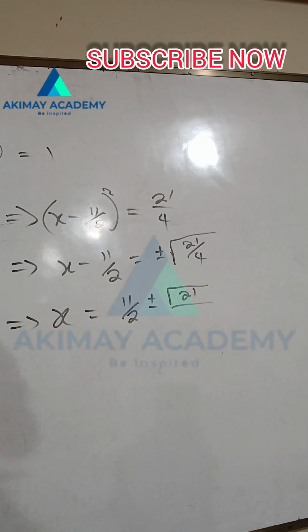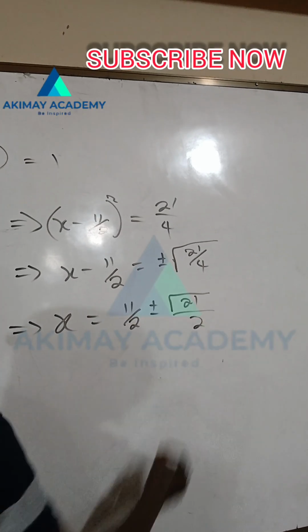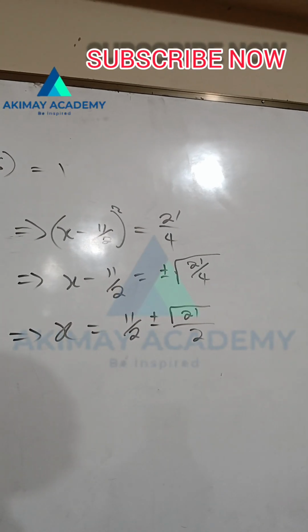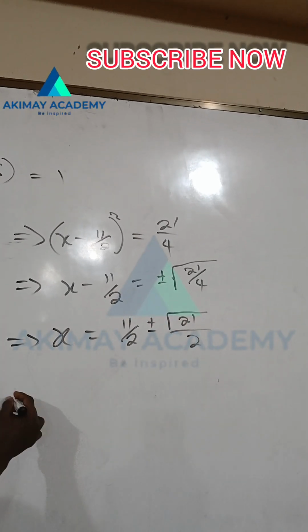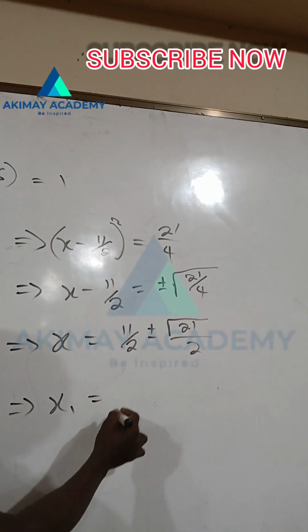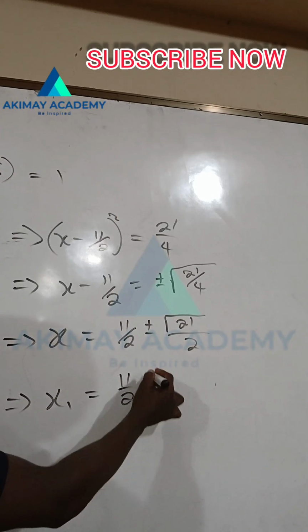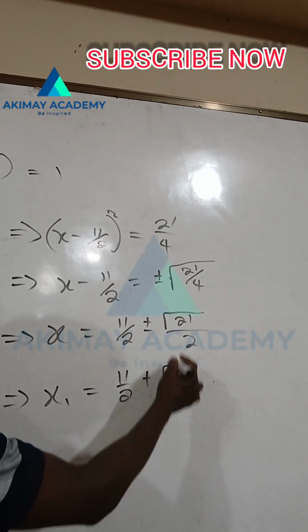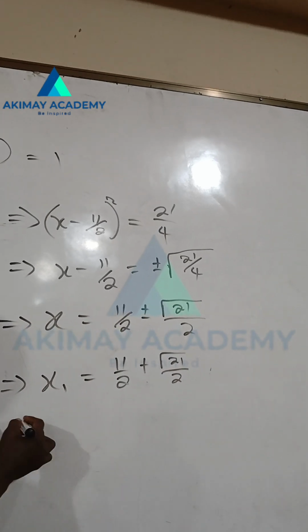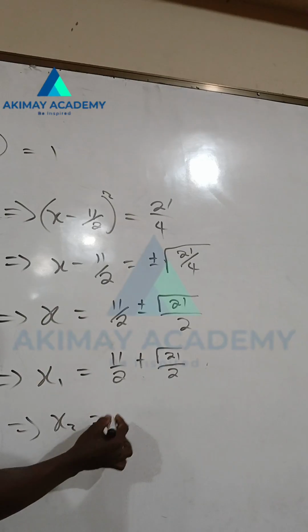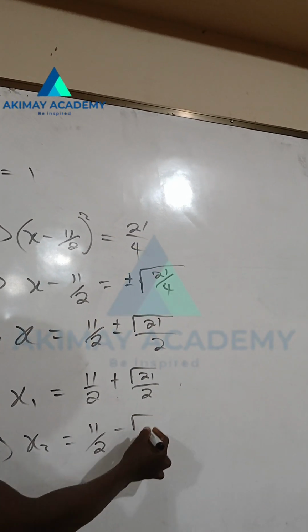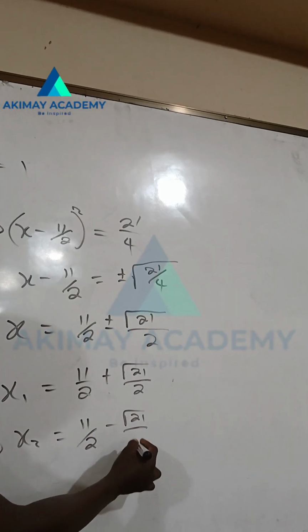We can find the square root of 4, which is what? 2, right? So we have square root of 21 on 2. So our x1 over here will be equal to 11 on 2 plus root of 21 on 2. Or our x2 equals 11 on 2 minus root of 21 on 2.